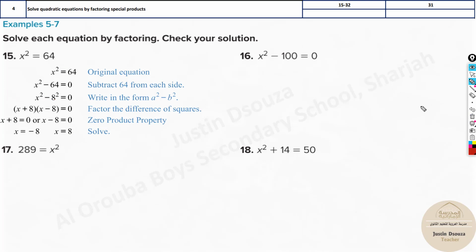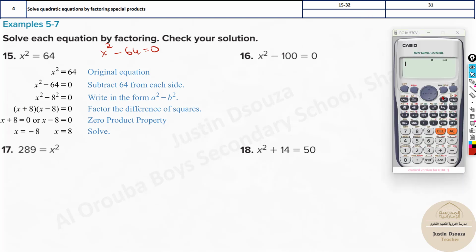Now another way is the easier way. It would be just the calculator method. For that, you need to have right side equal to 0. So take this to the other side. It's minus 64 equals 0. Now basically you solve it up. Let's take out our calculators and solve. Here we need to go to mode 5 and 3.